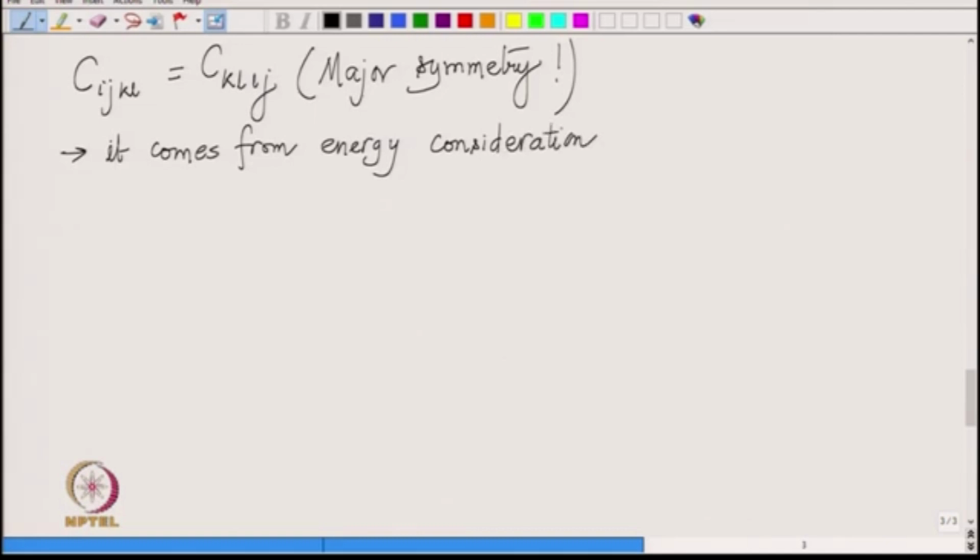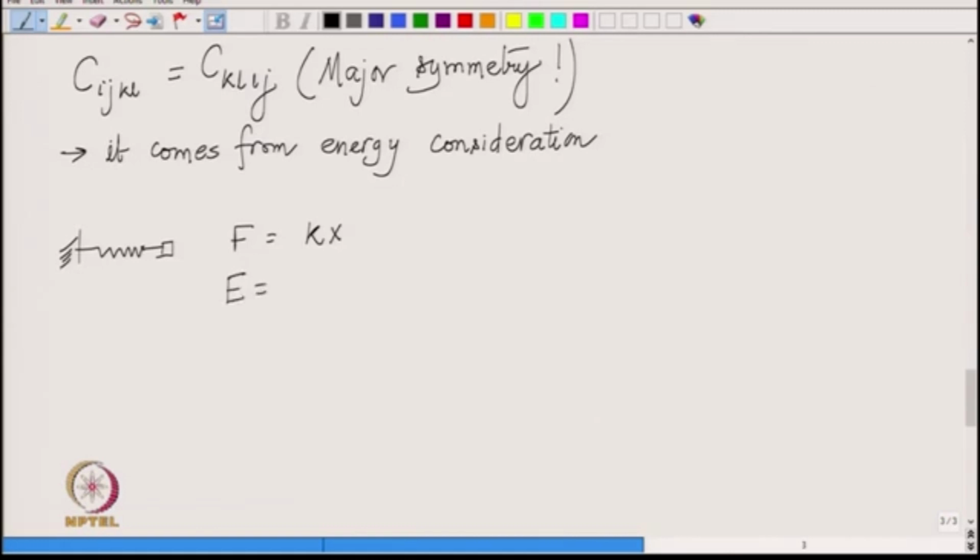So, let me give you an analogy of a spring. When we have a spring, what is the force that gets generated in the spring? The force is spring constant k times the elongation of the spring, right. Let us say that is x. So, force is equal to k times x. And what is the energy that is stored in the spring?